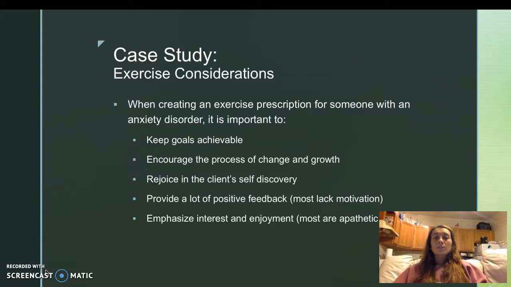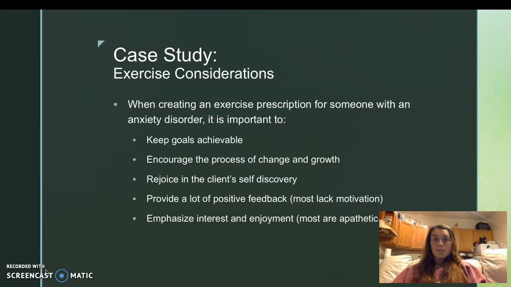When creating an exercise prescription for someone with an anxiety disorder, it's important to keep several things in mind. Definitely want to keep your goals achievable, encourage the process of change and growth instead of just meeting numerical goals. You want to rejoice in the client's self-discovery. It's a big step that they're coming to you in the first place. It probably took a lot of guts and a lot of convincing for them to approach you, which needs to be honored and recognized. It's also important for the exercise prescriber to provide a lot of positive feedback, as most of your clients lack motivation.